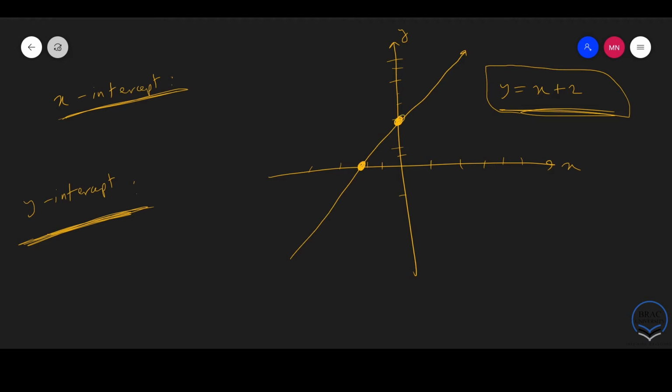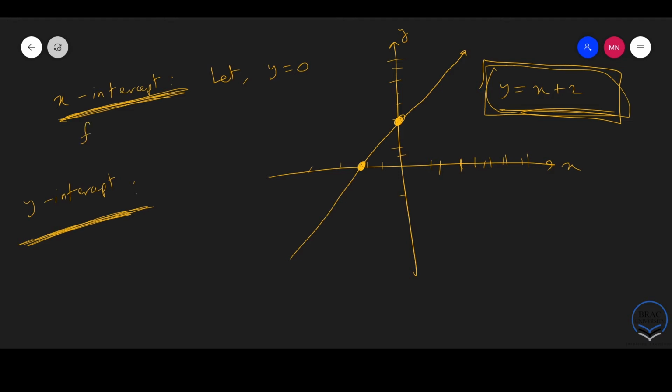So we know that for any x-intercept, the y-coordinate will always be 0, right? So for any point on our x-axis, the y-coordinate is 0. So in order to find the x-intercept, we can just set y to be equal to 0, and then we can solve this equation here. We can solve the function for x.